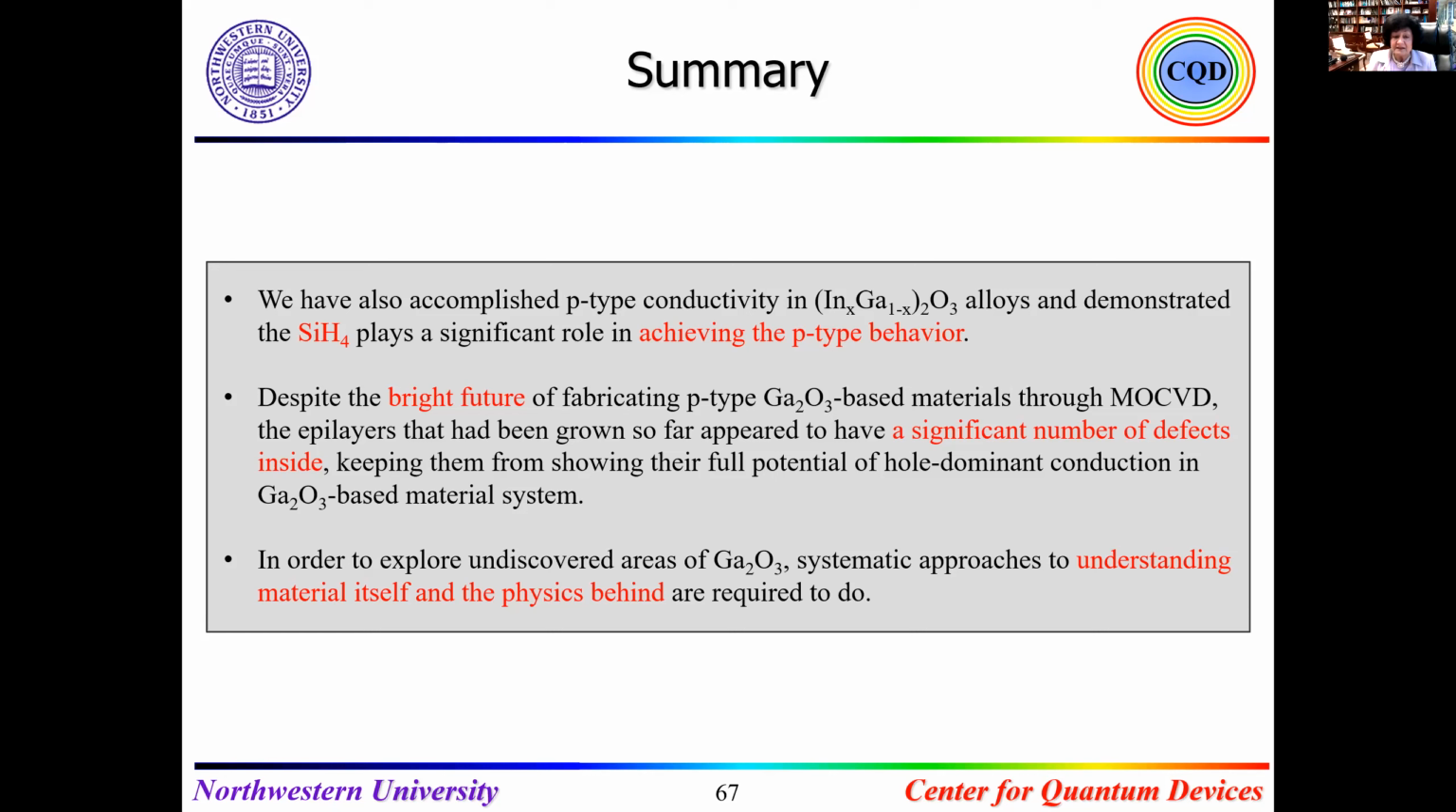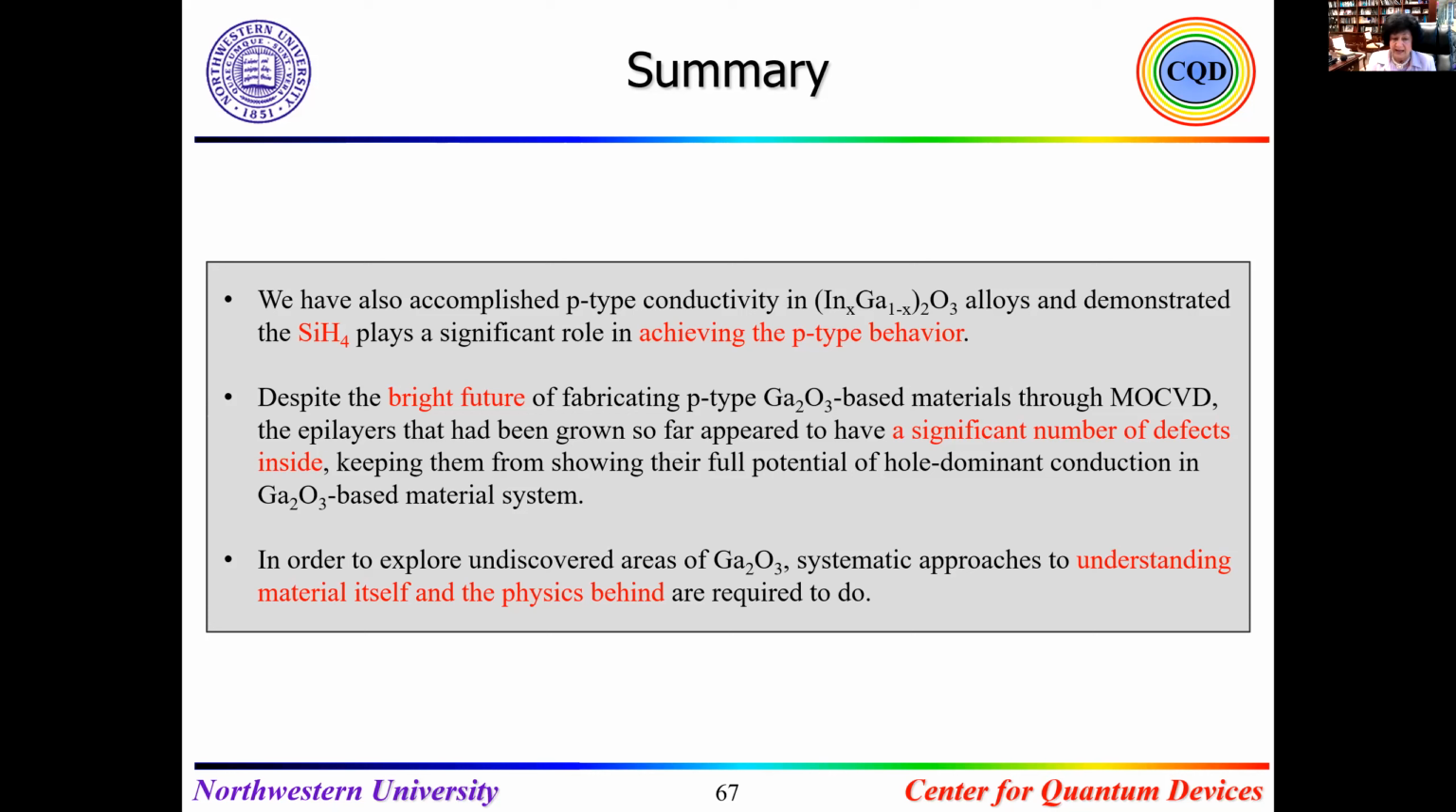So despite the bright future of fabricating p-type gallium oxide based material through epitaxy, the epi layers that have been grown so far appear to have a significant number of defects inside. So I wanted to understand, because for me, all of the measurement is one part, but doing the PIN in the same material is the most important part to show the p-type behavior.